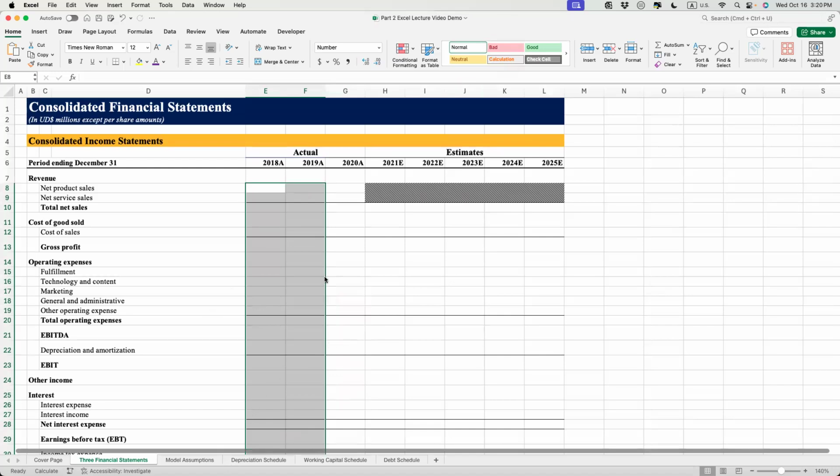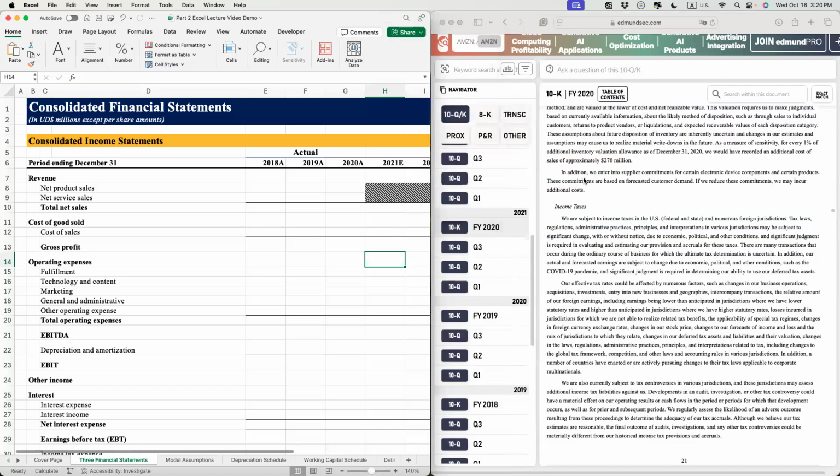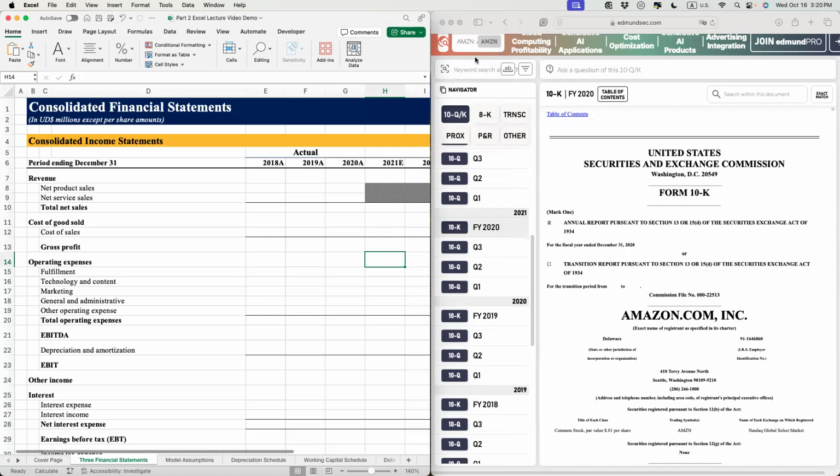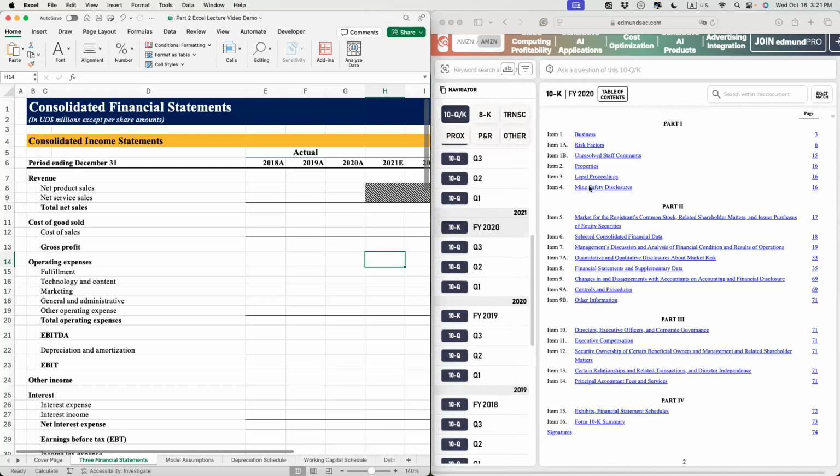Okay. As we already walked through this in class, we just need to go to either the SEC or the SEC website that I showed you, where we can locate Amazon's 2020 10K report and then find the financial statements.